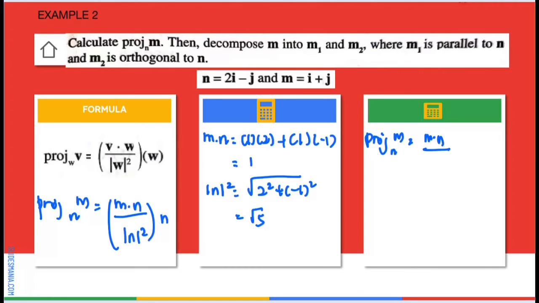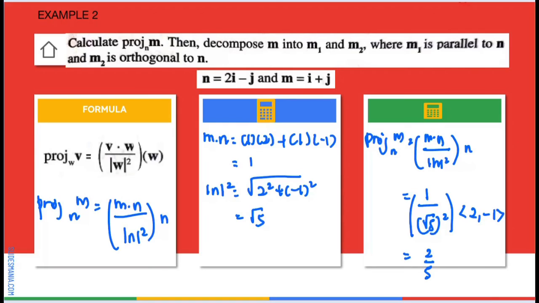Let me rewrite the formula. M dot N over magnitude N squared multiply vector N. So let's fill in. This is equal to 1 over, let's take the answer just now. This is square root of 5, but we need to square the magnitude and then multiply with your N. Our N right now is 2, minus 1. So the answer here, after you calculate, is 2 over 5, minus 1 over 5. So this is the answer for M1, which is your projection.